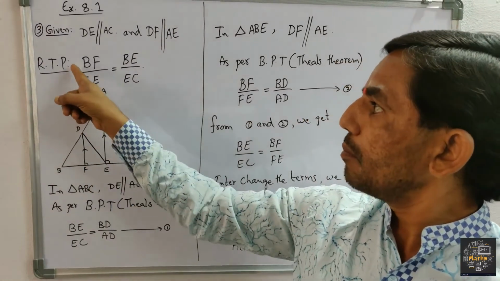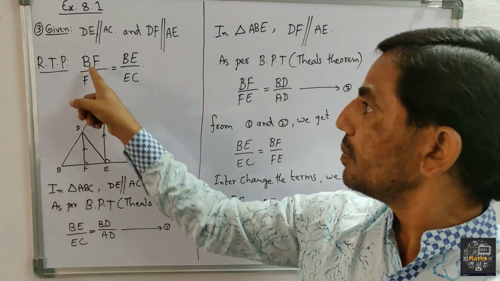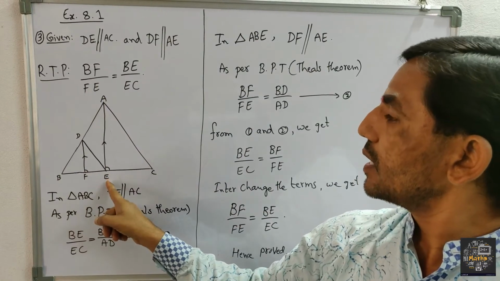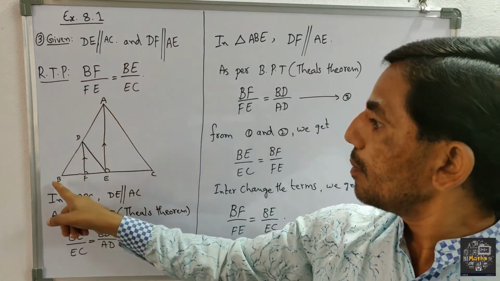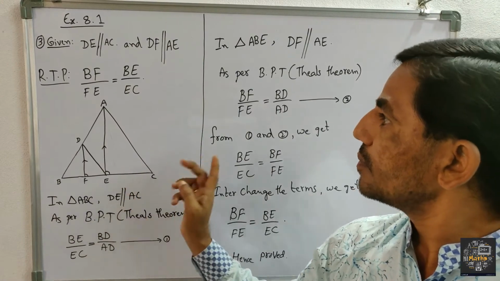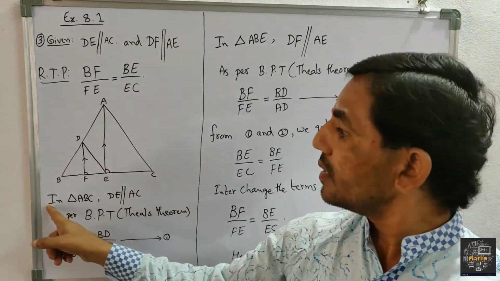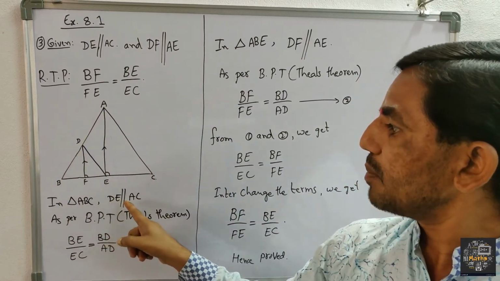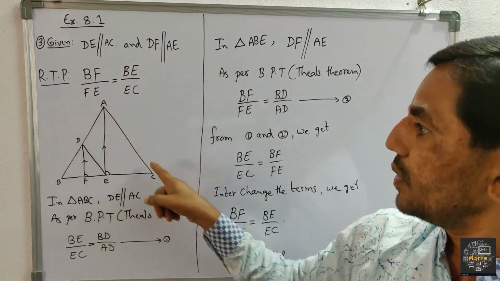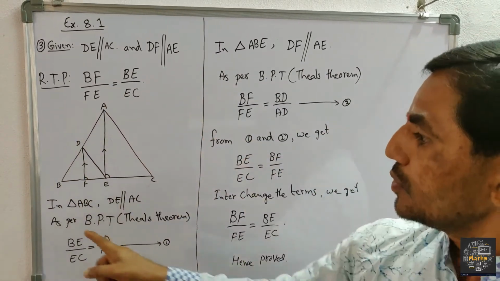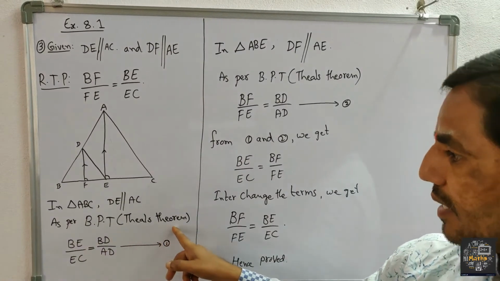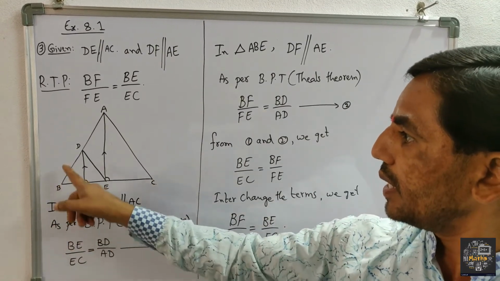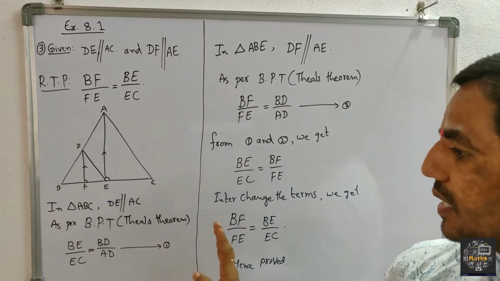Required to prove BF by FE is equal to BE by EC. That is what is required to prove. In triangle ABC, DE is parallel to AC. These two lines are parallel. So as per the basic proportionality theorem or Thales theorem, BE by EC is equal to BD by AD. I am taking this as equation 1.